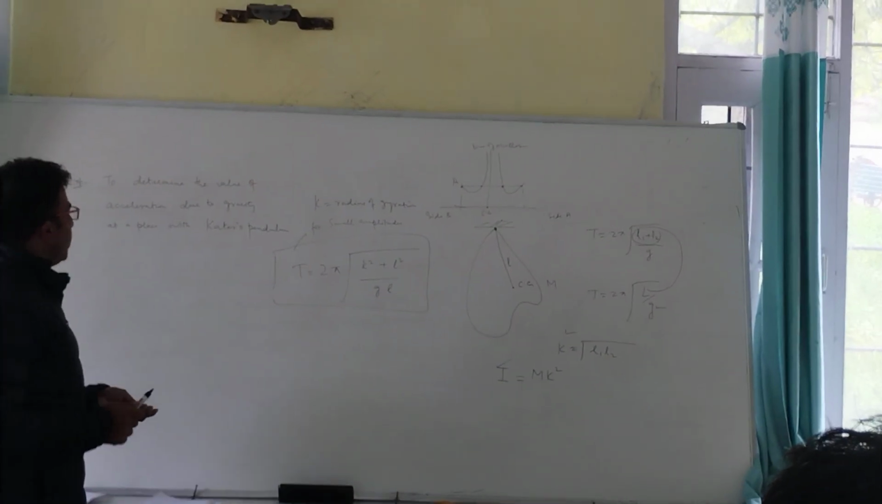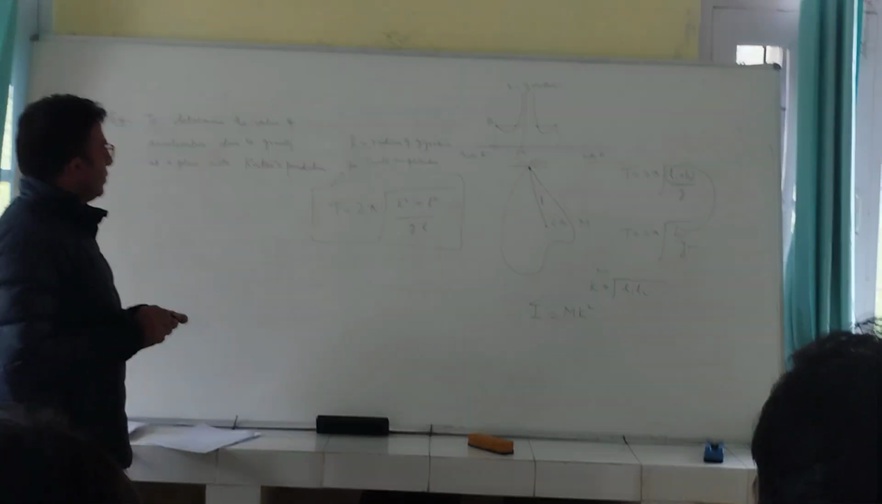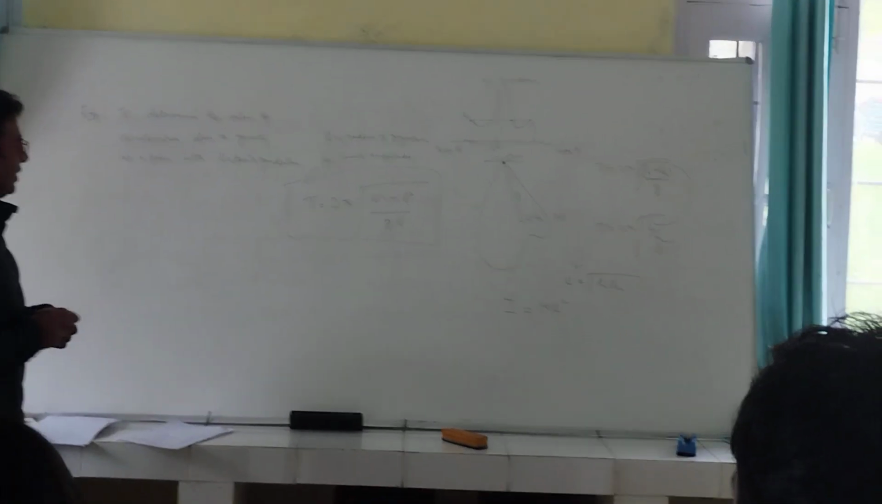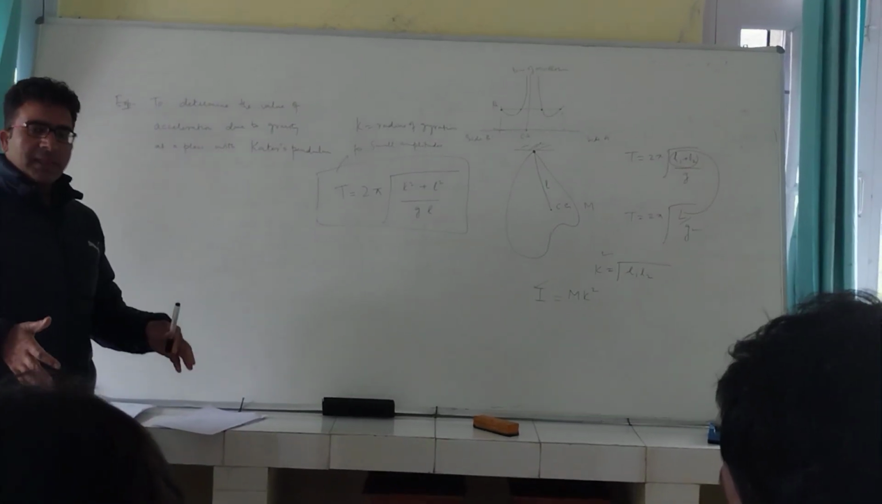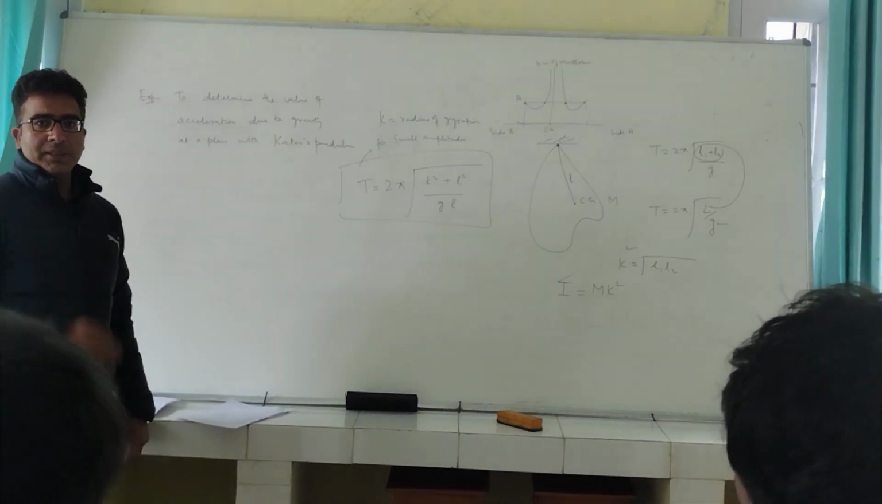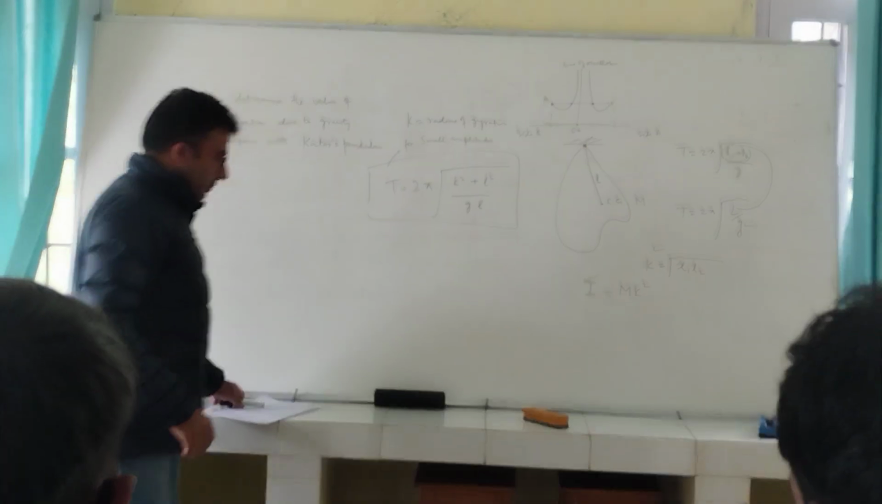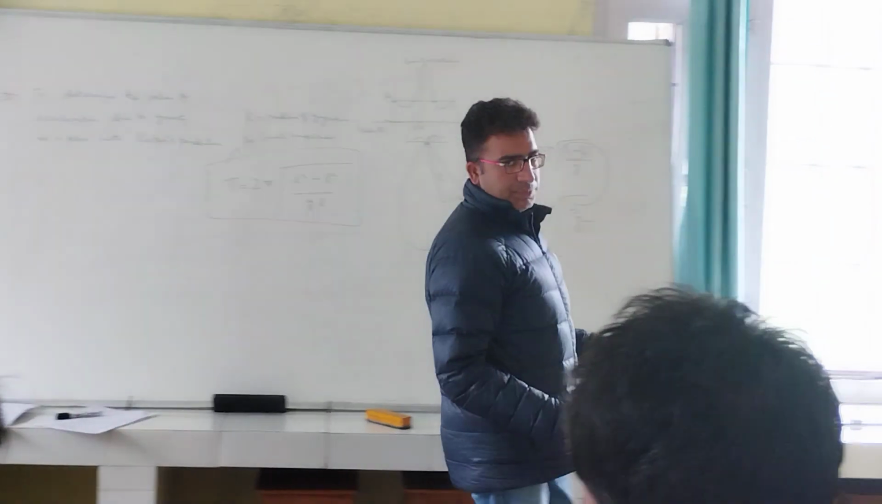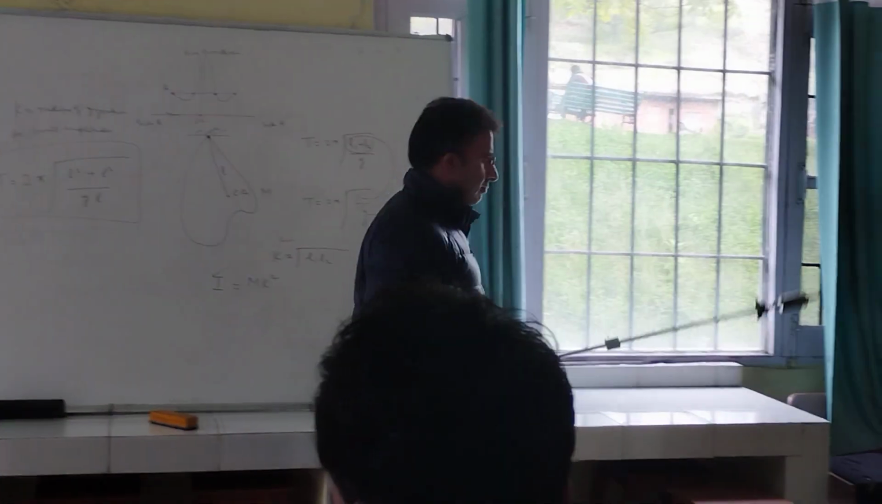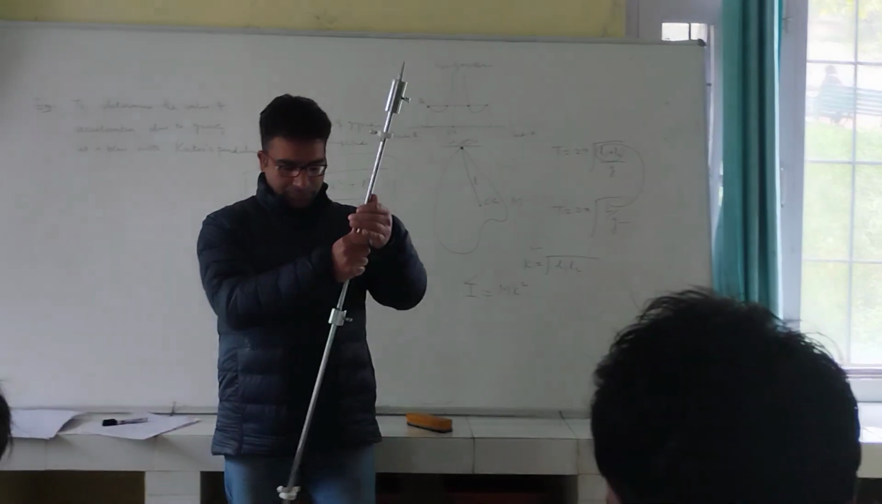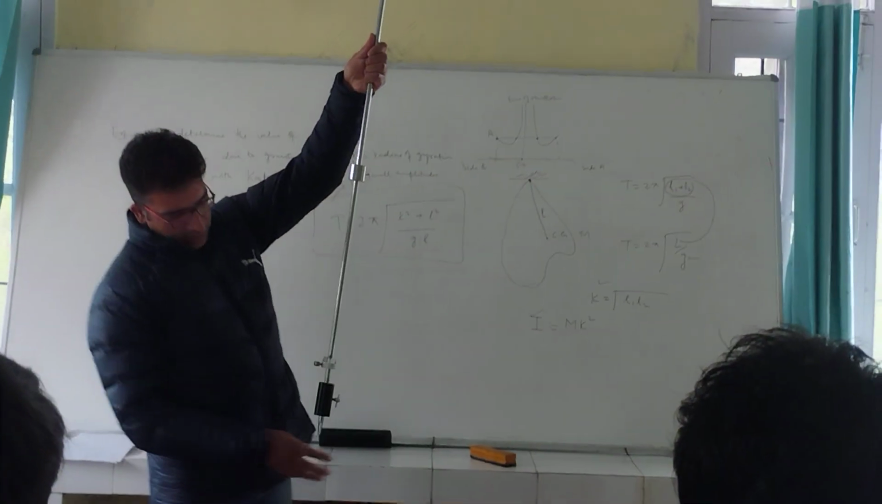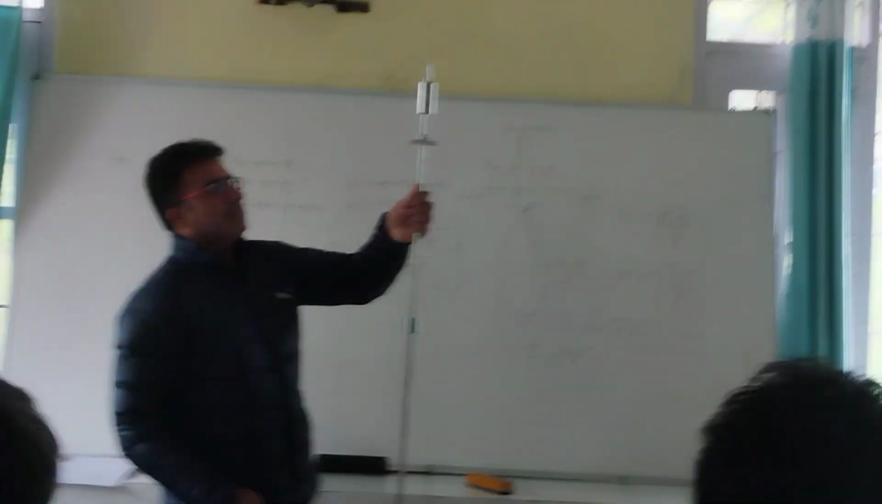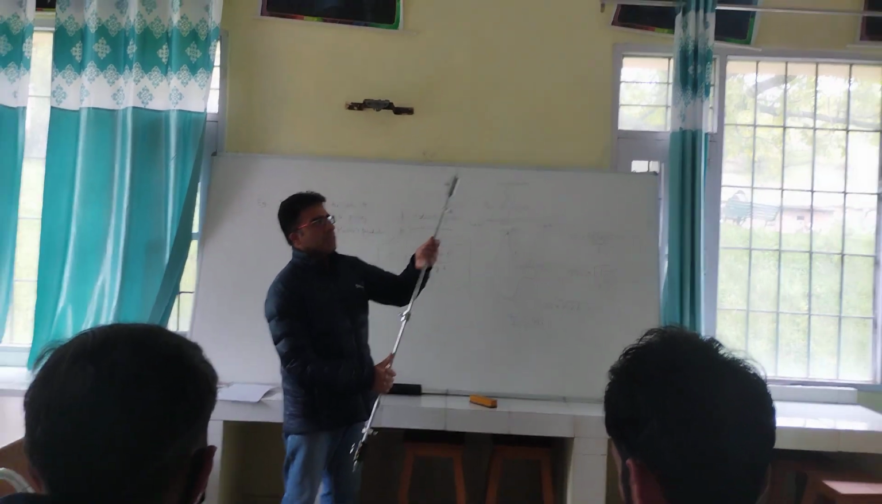Now our new experiment is to find the value of acceleration due to gravity at a place, that is this lab, using Kater's pendulum. Now Kater's pendulum is also a compound pendulum, but it is different. This is Kater's pendulum. So you can see it is a compound pendulum. Now what are its parts?